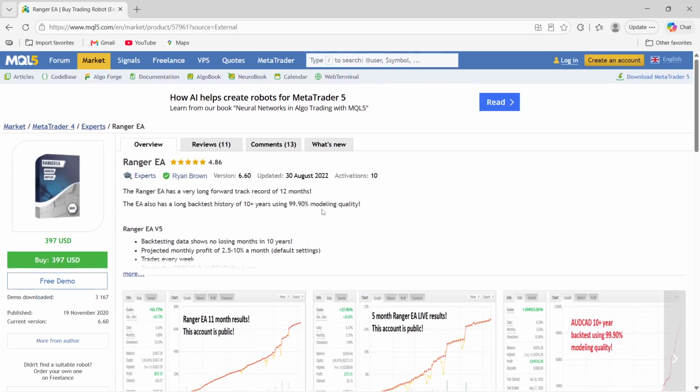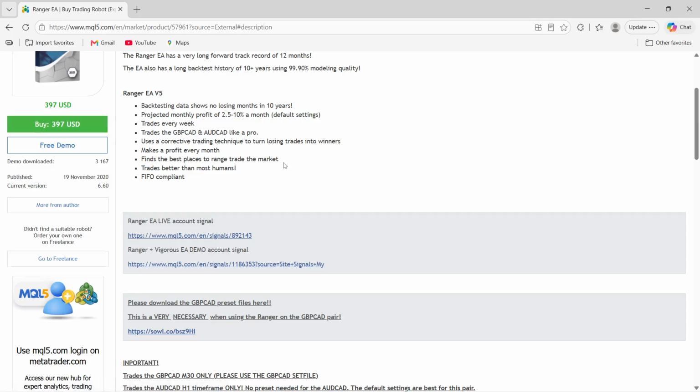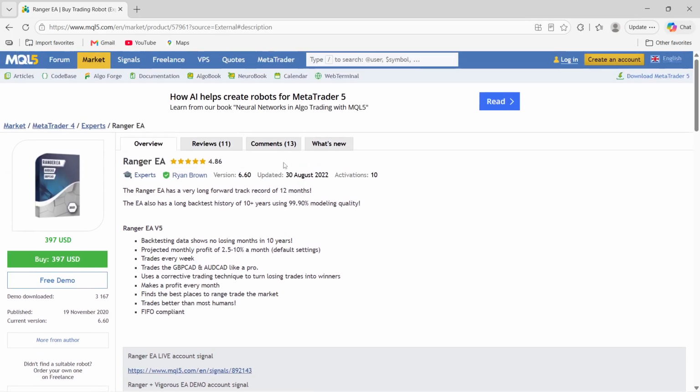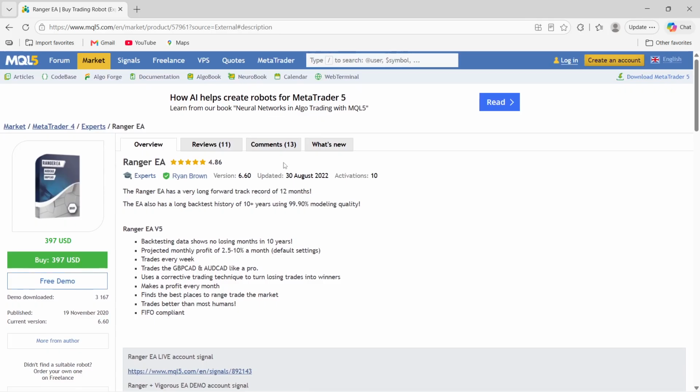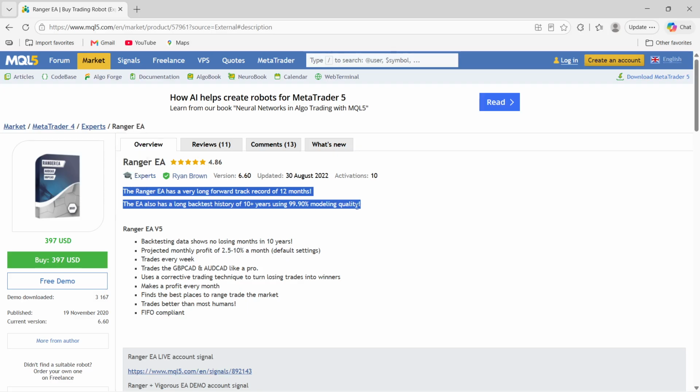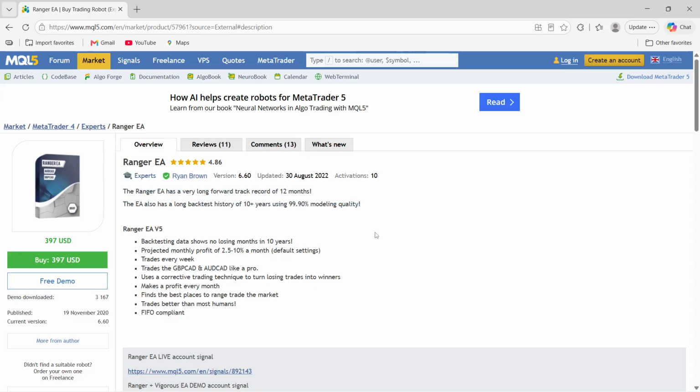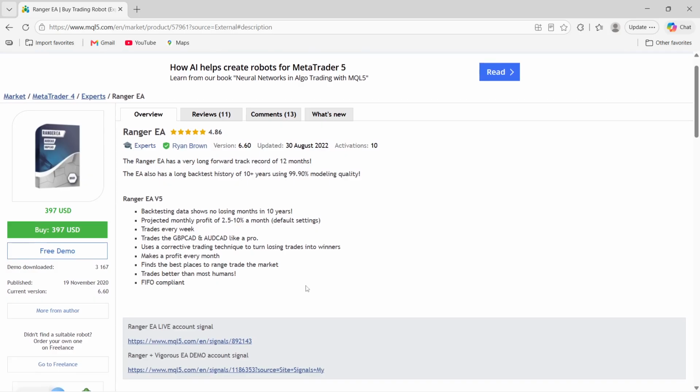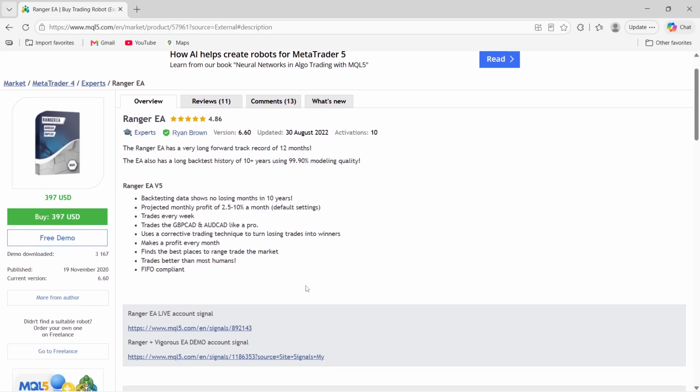Alright, so let's take a look at what we have here. According to the MQL5 page, the Ranger EA has a forward track record of 12 months and over 10 years of backtesting at 99.90% modeling quality. You can see that all here. It's highlighted that backtesting data shows no losing months in 10 years. Projected monthly profit is 2.5 to 10% with default settings. It trades every week and focuses on GBPCAD and AUDCAD like a pro.